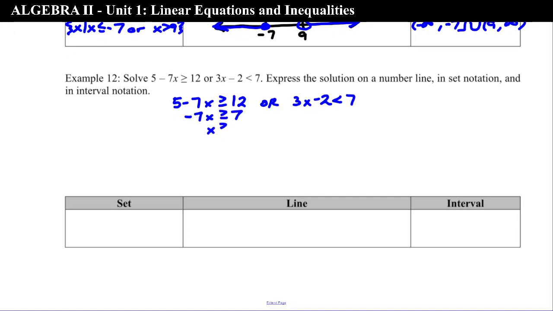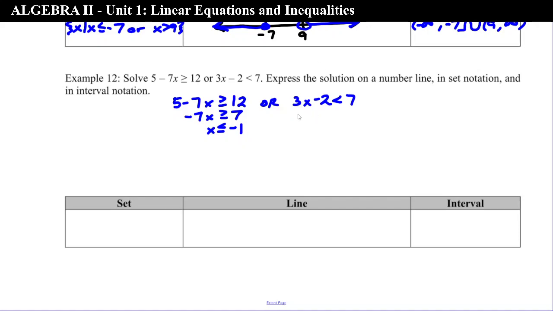So let me go ahead and erase this. See, it's a good reminder to make sure you flip the sign. It's very easy to forget to do that. All right, we flip the sign because we divide by a negative, so we have x is less than or equal to -1. Also, a good thing to remember is not to move too quickly when you're doing these things, because it is easy to forget the little things.